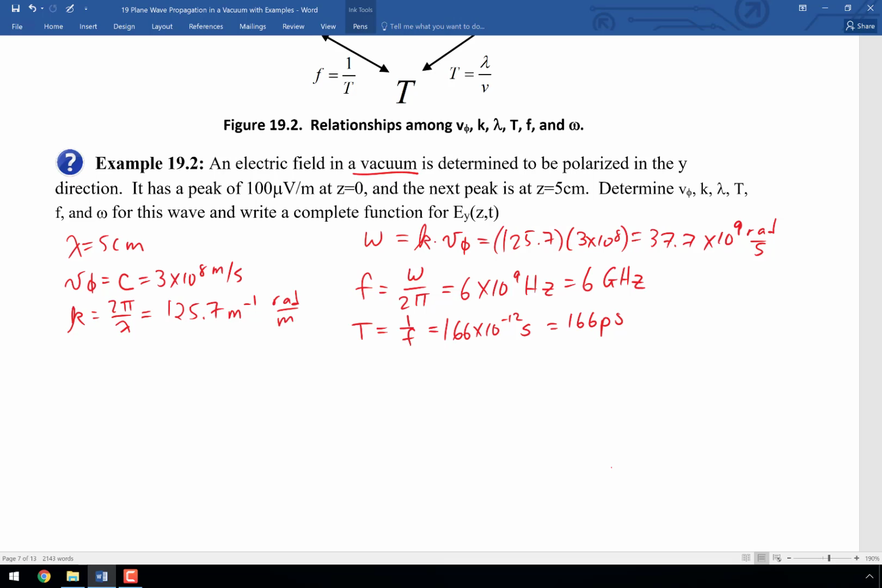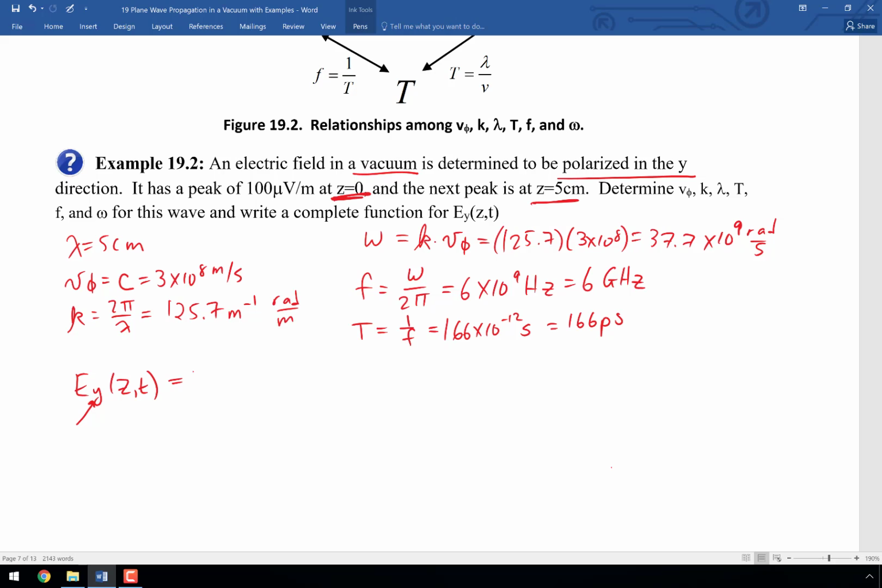So we can calculate all 6 of those quantities because we were given 2 of them. Implicitly we were given the speed of propagation, c, because it's in a vacuum, and we were also given the wavelength. And we can go ahead and write our equation E sub y of z comma t. Notice that it is E sub y because that is the direction of polarization, and we were told here it was polarized in the y direction. So E sub y of z comma t, and I know that it is of z comma t because I was quoted z equals 0 and z equals 5. So I know that that's the direction of propagation of the wave.